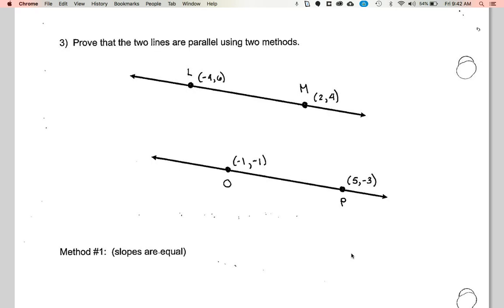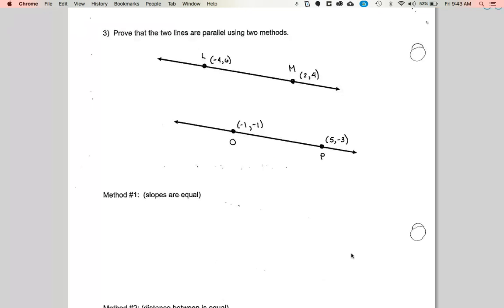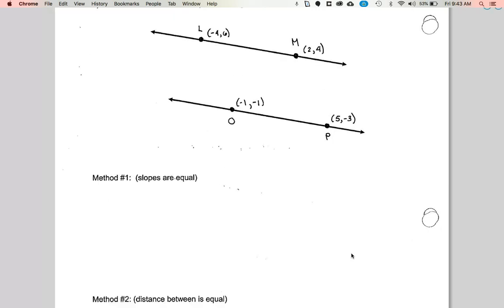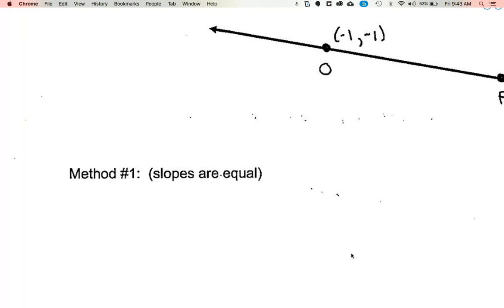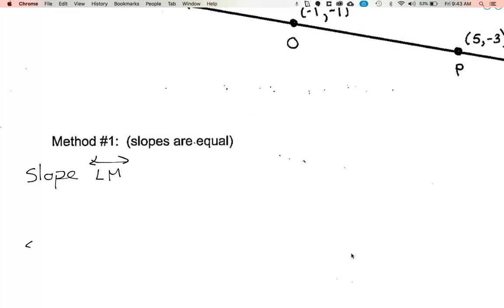So for this problem, there's two ways that we can show that these lines are parallel. The first way is we can show that their slopes are the exact same slope. So they're not going to be gradually getting closer to each other. They'll always be the same distance apart. So we're going to find the slope of LM. And we're going to find the slope of OP.